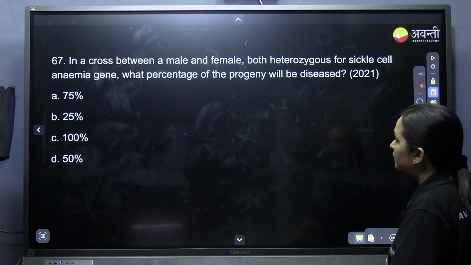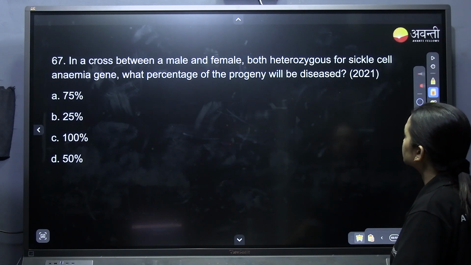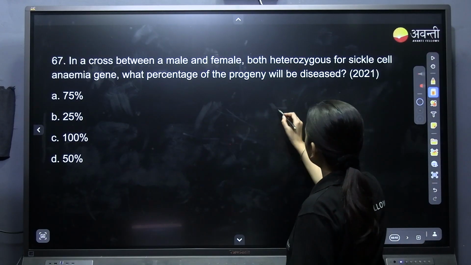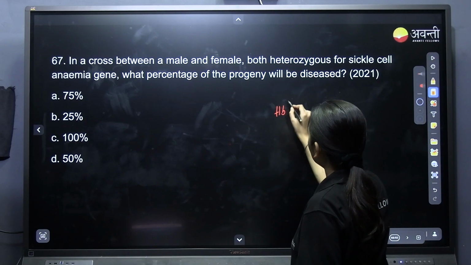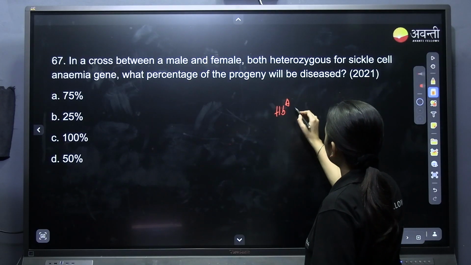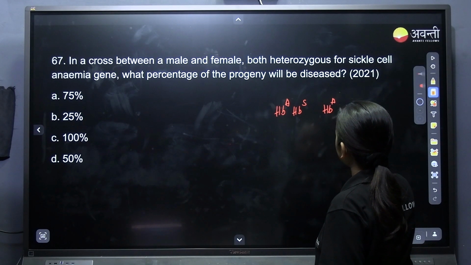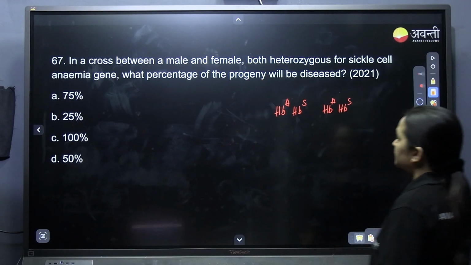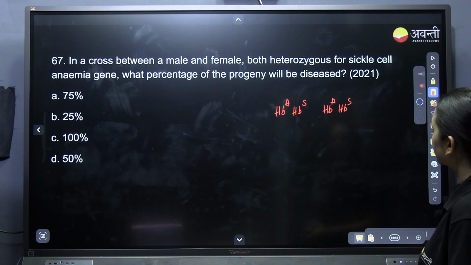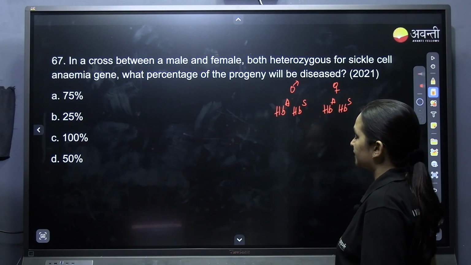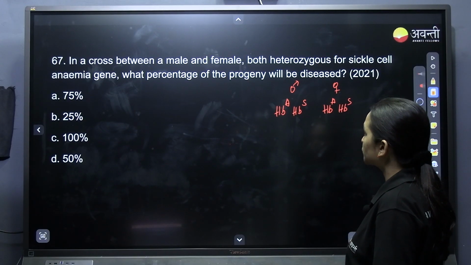In a cross between a male and female, both heterozygous for the sickle cell anemia gene, these are the genotypes of male and female. What percentage of the progeny will be diseased? Tell me.